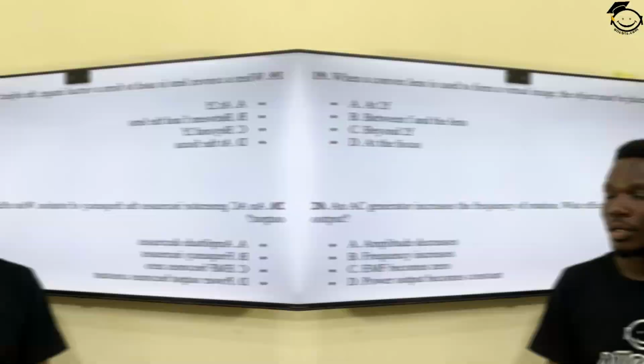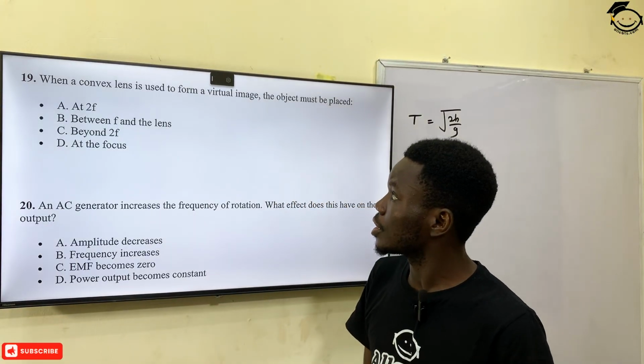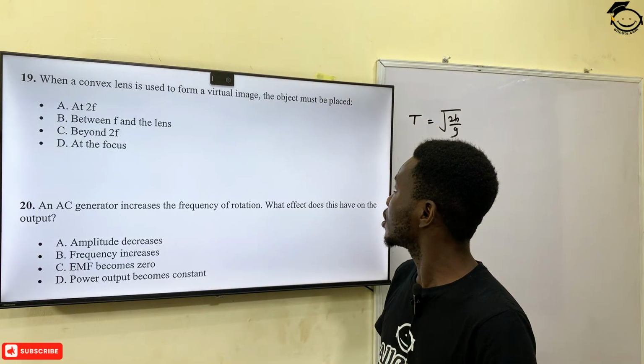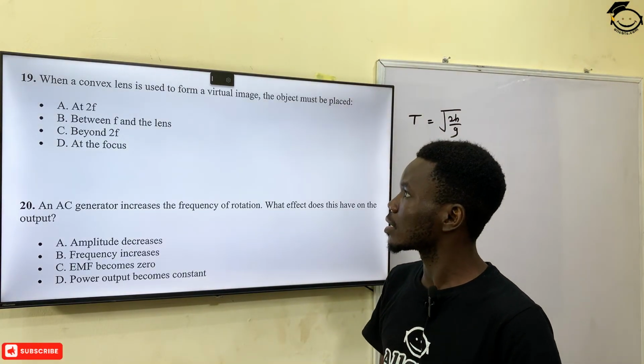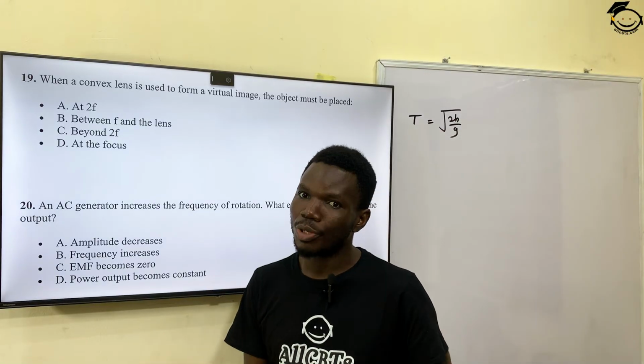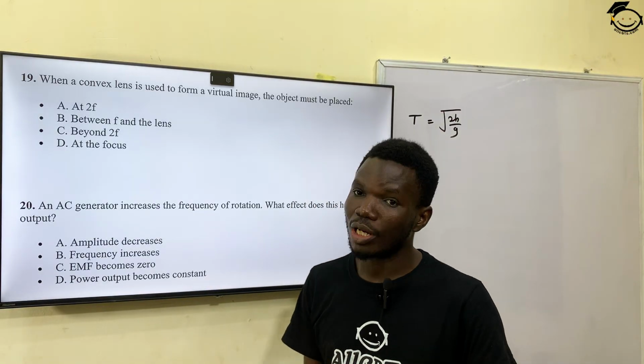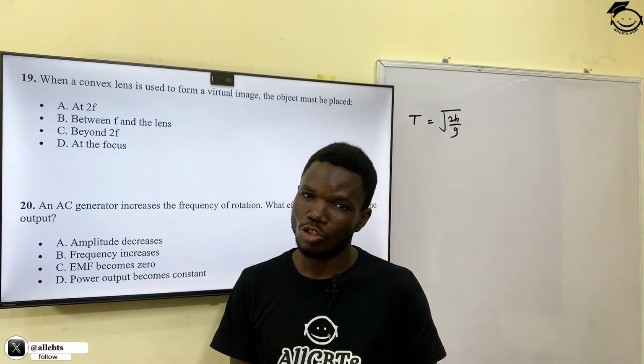That's option C. Moving on to question number 19, it says, when a convex lens is used to form a virtual image, the object must be placed where? So we are trying to find out where you place the object for a convex lens to form what? A virtual image. The virtual image is an image that is not real.